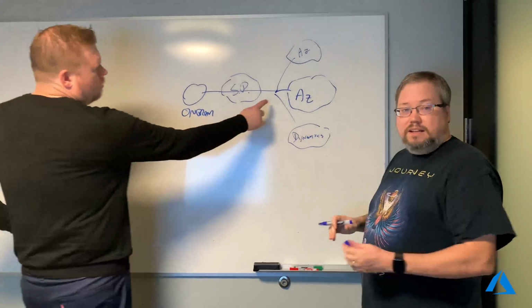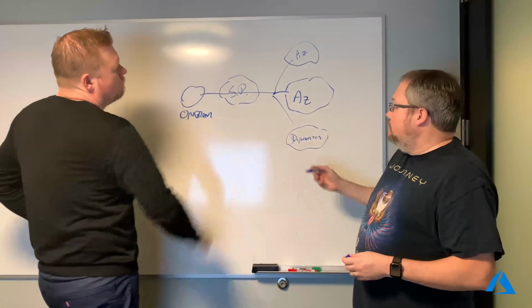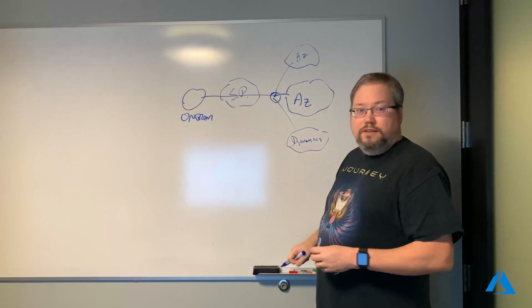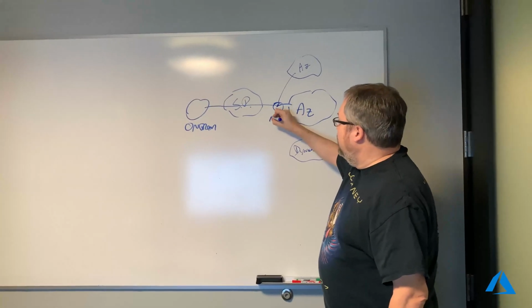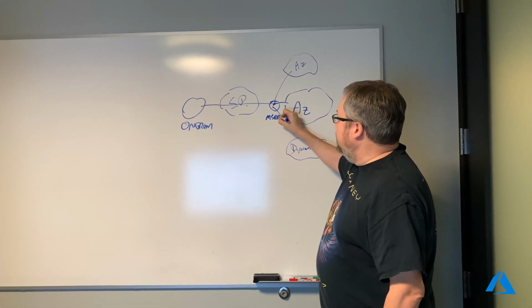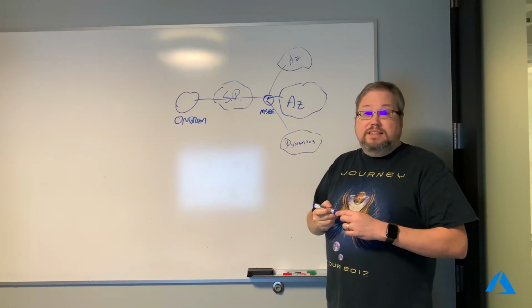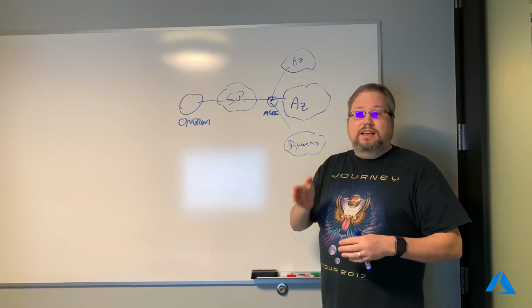So ExpressRoute is connecting you to our network. What is this part called here? So this is what we'll spend most of this video talking about. This is the Microsoft Enterprise Edge, or MSEE. This is a physical router that sits in our edge sites.